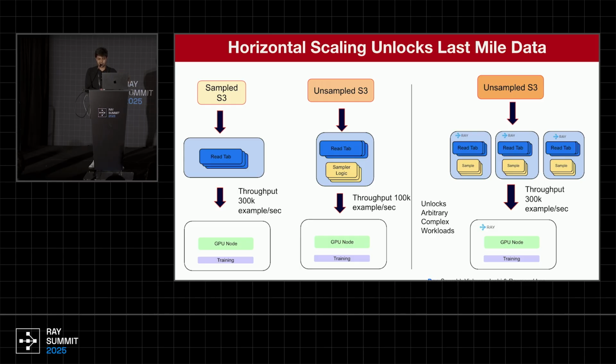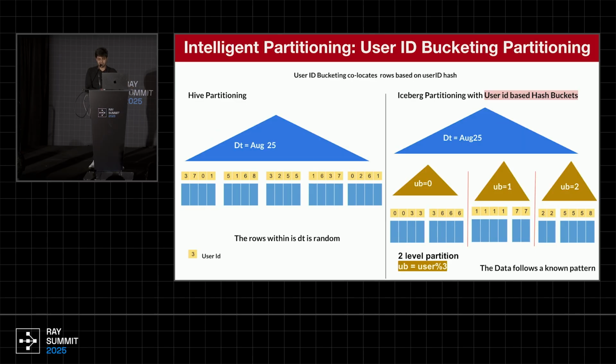So we figured out all the data workloads that were causing us dev velocity delays, and we moved all of them to Ray. The other big unlock for us was stack standardization with what we call intelligent partitioning with Iceberg. So we added some user ID based bucketing. So we co-located data sets that belong to a particular user in the same bucket. What that allowed us to do is, across different tables, we are able to find where a particular user ID related row lies. And it creates a known pattern in the data.